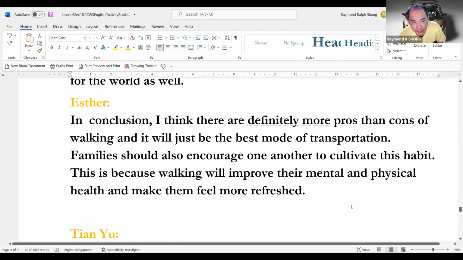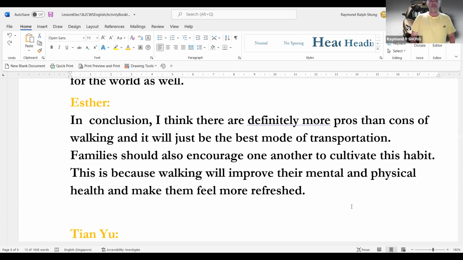Esther, your turn. In conclusion, I think there are definitely more pros than cons. Carry on, Esther. This is because walking will improve their mental and physical health and make them feel more refreshed. Oh, okay, because you're lagging, right? Correct me if I'm wrong. You all agree, because I only hear bit by bit. Anyway, okay, we're done already.